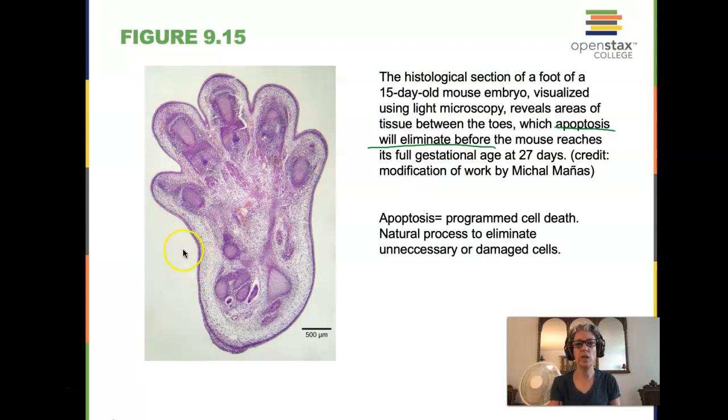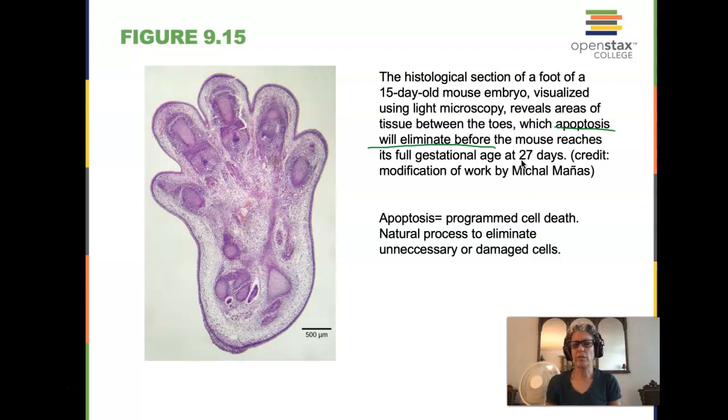This is an image of a mouse embryo. Our hands and feet look remarkably like this early on in our development as well, because we start as a solid ball of cells, and then we become a hollow ball of cells, and then we build up tissues and structures from that. Mice are vertebrates, so their embryonic development looks remarkably like ours. How long each stage takes varies dramatically, because the mouse's full gestational age is 27 days. So from fertilization to birth, 27 days.